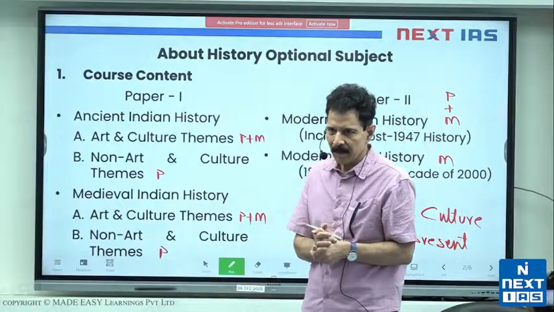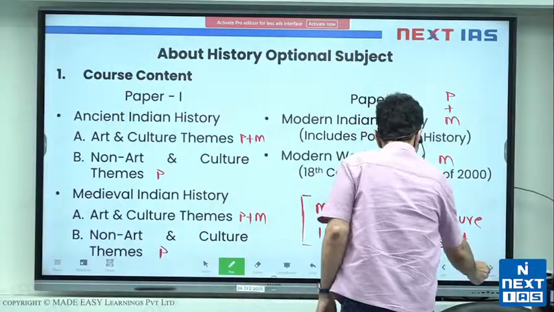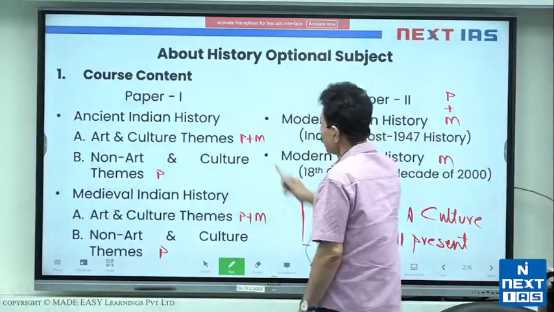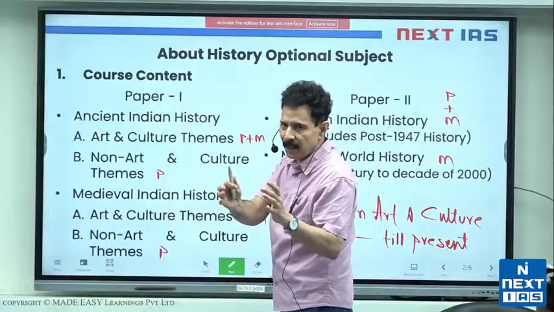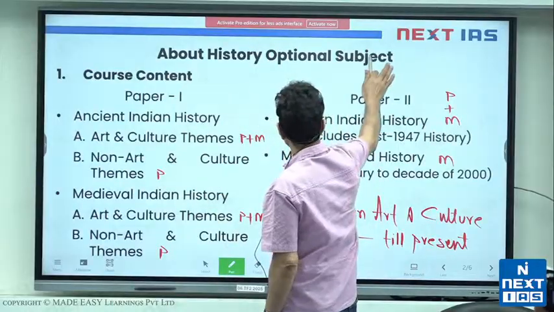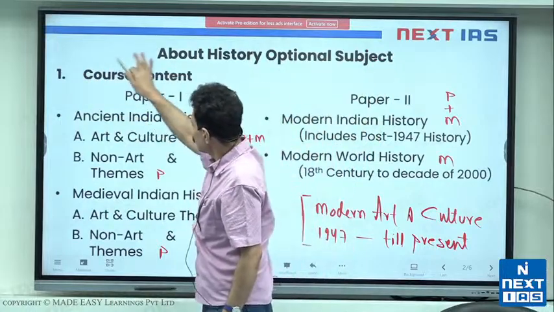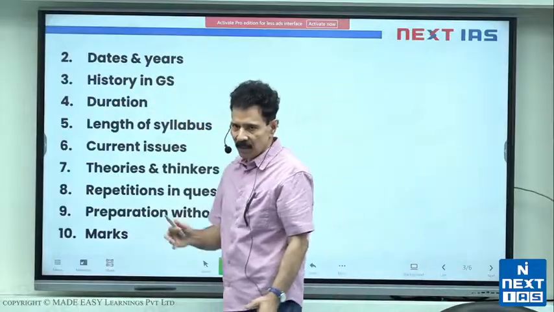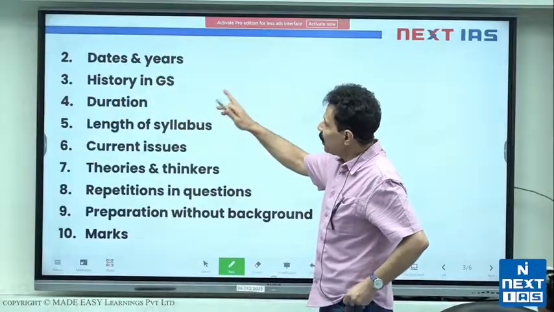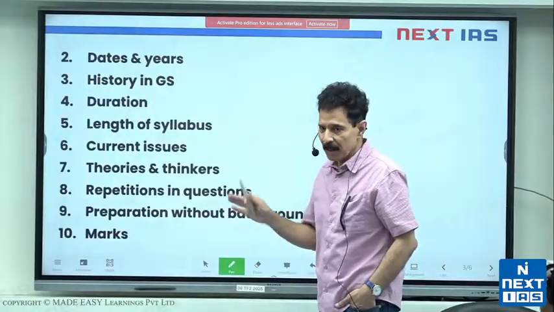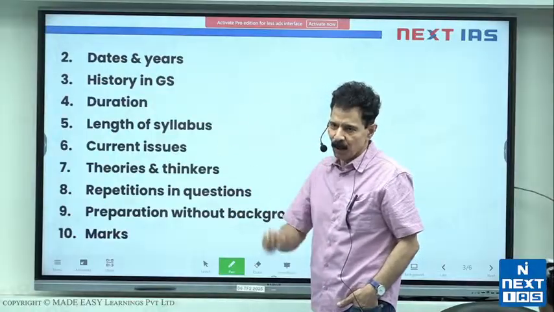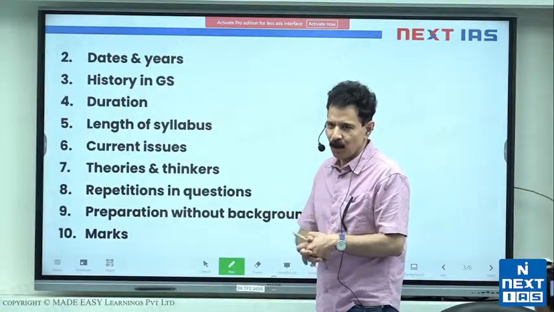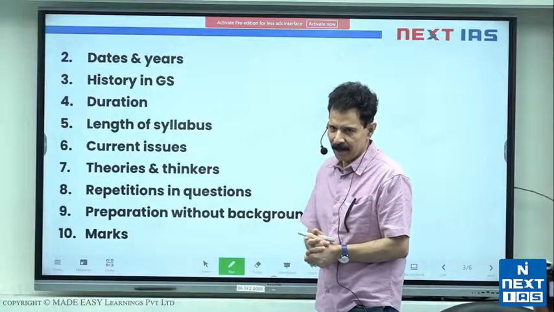Is this okay? Right? Now, the next thing, in fact, we're discussing the first big issues about history optional subject. First is the course content we have discussed. Second is dates and years we have discussed. Third is history in GS we have discussed. Now the fourth, and this is also a popular question: what is the duration required in order to complete history optional subject?